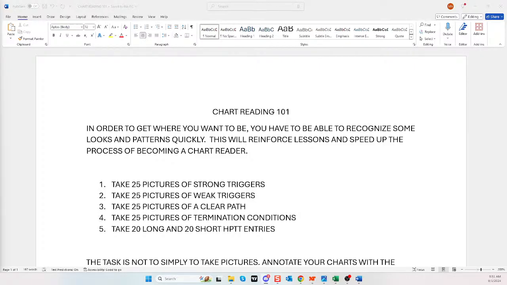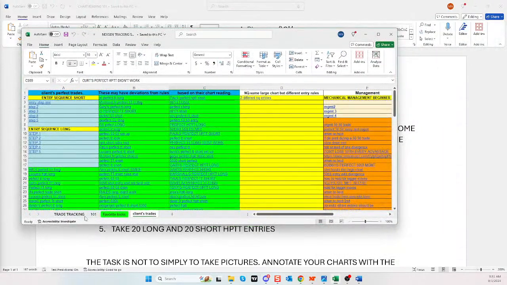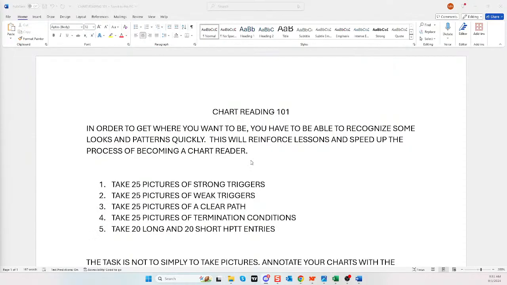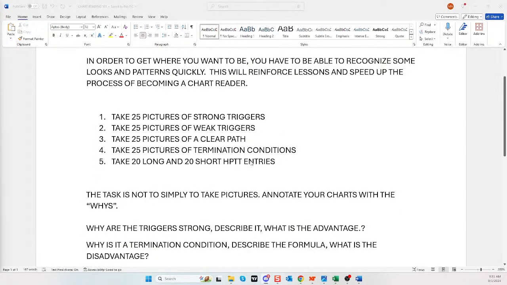You've just got to recognize these individual pieces, guys, and then you're going to turn them into a trade. So to get to where you want to be the absolute fastest, remember that 101 section with the rules on it? This is designed to go with that. Take 25 pictures each, and don't overwhelm yourself on day one trying to get this done. Take 3 pictures today, right? Take 5 pictures tomorrow. But get pictures of strong triggers and weak triggers and know the difference between the two.